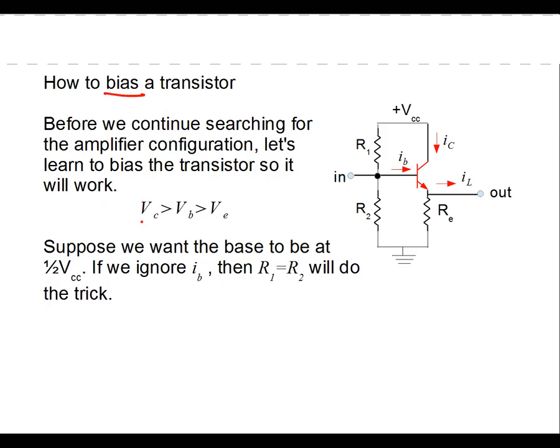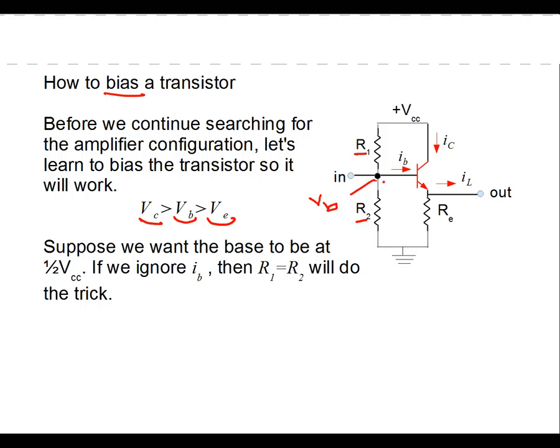So how do we get a transistor where the collector potential is above the base potential, which is in turn above the emitter potential? And the way we do it is we add this little resistor network out here. The purpose of the resistor network is to do no more than establish a base potential, VB, such that all of this stuff works for us.